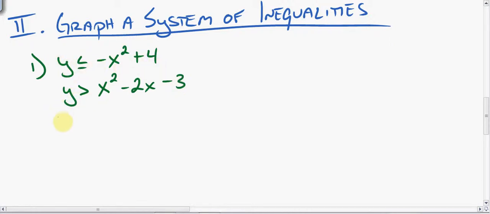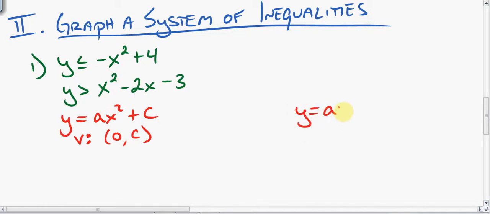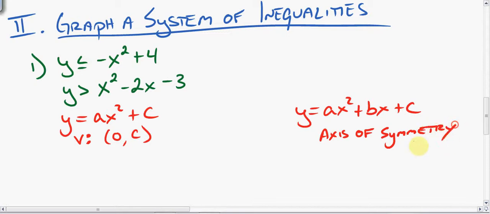So I've got the first equation, which is in the form of y equals ax squared plus c. And we know the vertex in this form is always going to be (0, c). The second equation is in the form y equals ax squared plus bx plus c, where you have to find the vertex, you have to first identify the axis of symmetry, which is using the equation we used in the first part, x equals the opposite of b all over 2a.